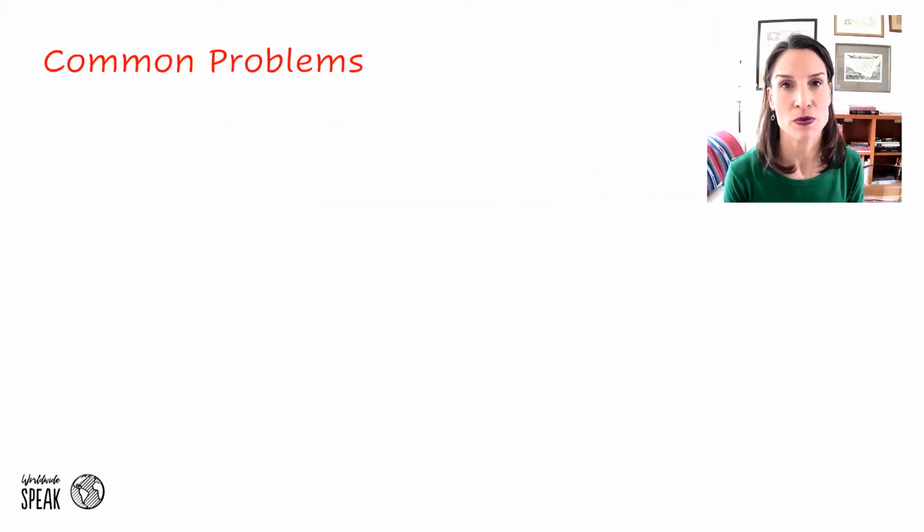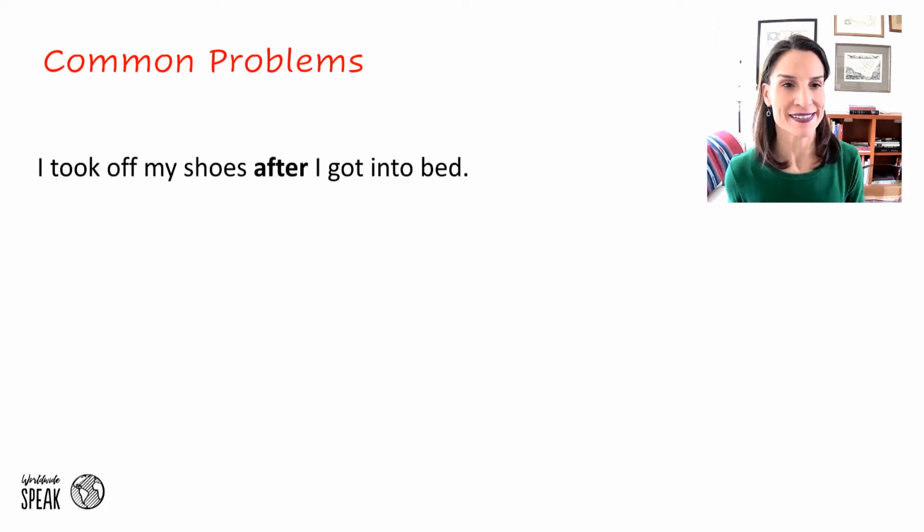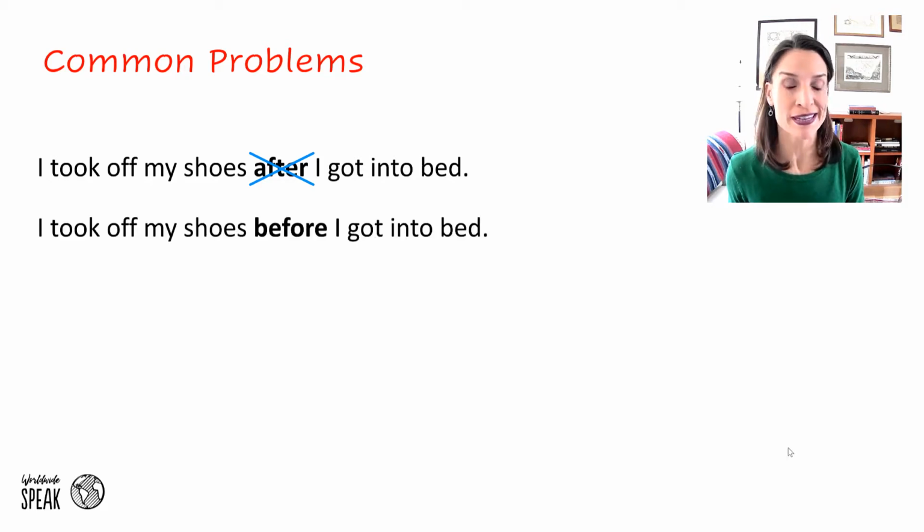So now let's look at a few common problems that students have when they're using these words in their writing. The first is using the words before and after with the wrong action. Let me show you what I mean. Something like this: I took off my shoes after I got into bed. Remember, first we took off the shoes, right? Then climbed into bed. So the word that we should use here is actually before. I took off my shoes before I got into bed. Remember, before actually goes with the second action. I took off my shoes before I got into bed.